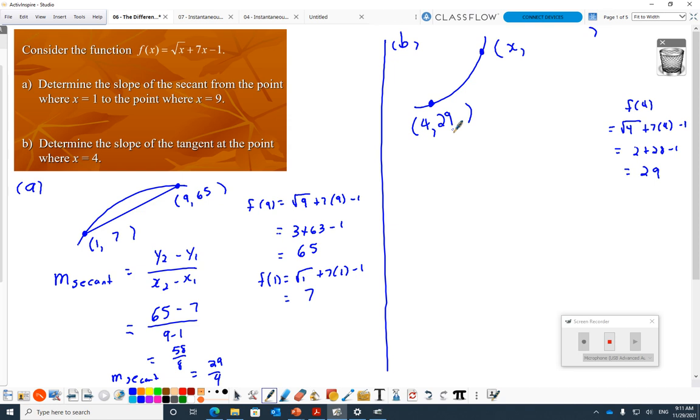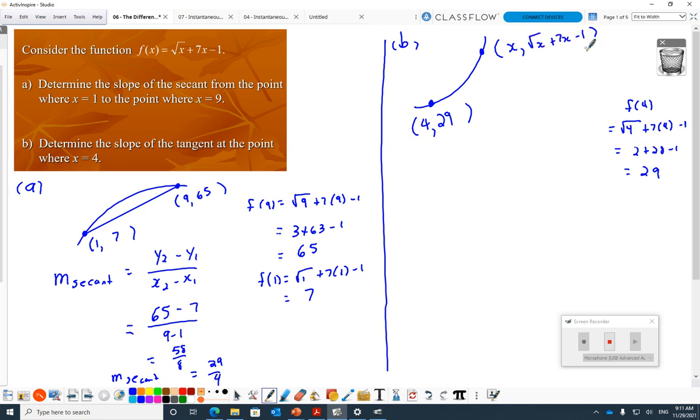Now, so then when I go to find the y value of this second point, it's the same thing. Just sub in x. And that's weird because people go, what do you mean sub in x? And I say that's what the equation is. The equation is x subbed in there. So this is what you do. Root x plus 7x minus 1.